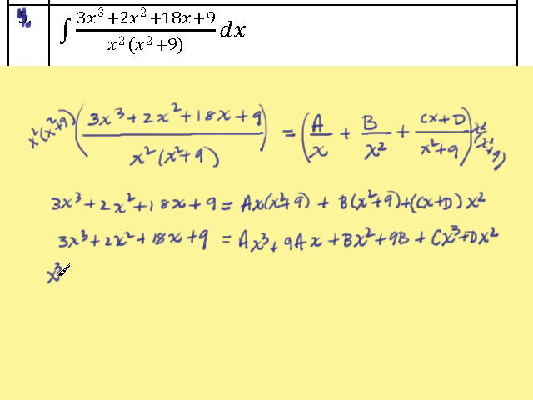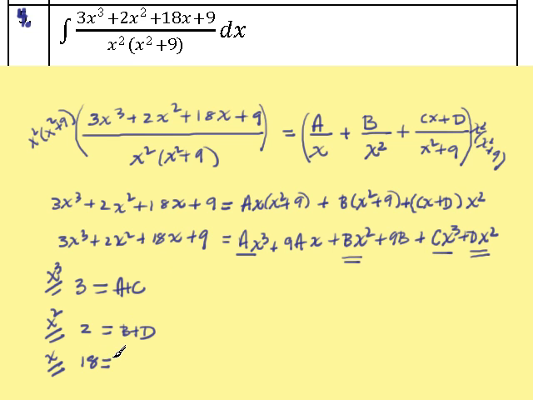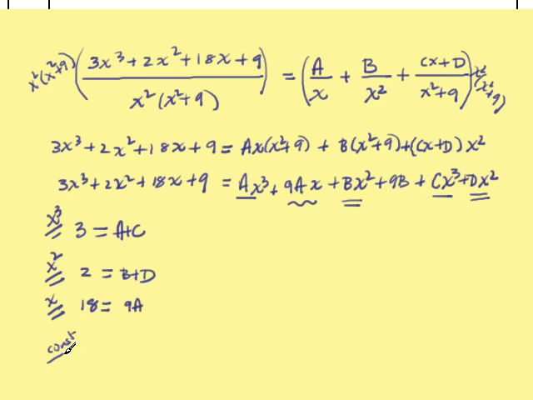Let's equate x cubed coefficients. 3 equals a plus c. Now x squared. 2 equals b plus d. And now x. 18 is equal to 9a. And finally the constant. 9 is equal to 9b. Okay, so b is equal to 1. a is equal to 2.